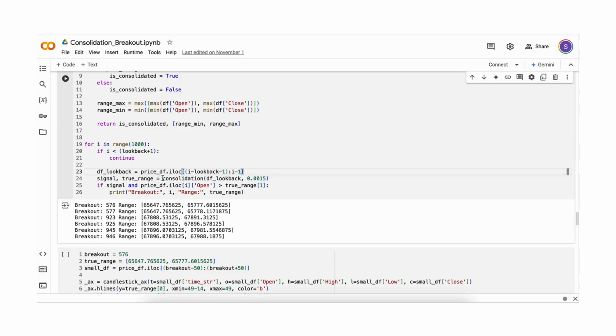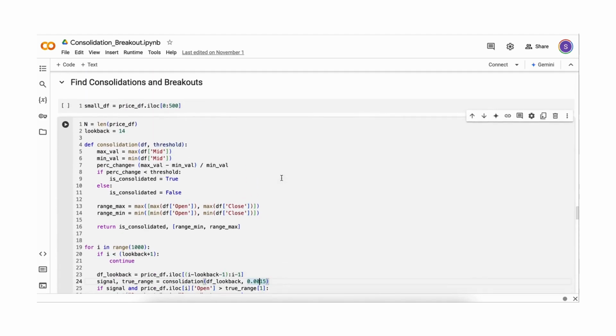Okay. So once we pass this data frame with the last 14 candles, we call this consolidation function and ask if there is a breakout signal and what is the true range that the stock is trading within inside that consolidation signal. And we set a very small threshold, which is 0.15%. I set this threshold by looking at a few different thresholds, but for your own financial instrument, check what works for you.